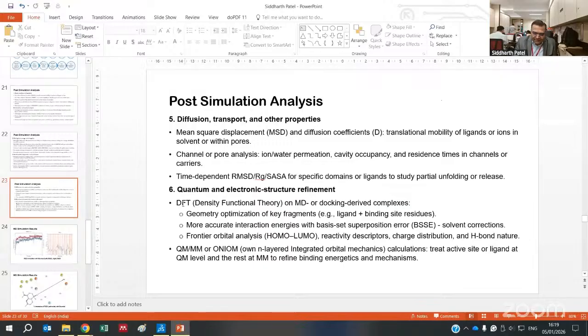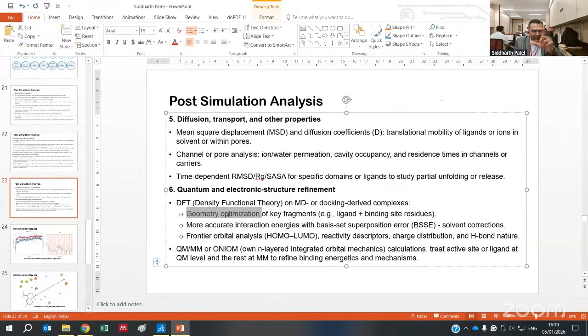In DFT, density functional theory, geometry optimization happens. Geometry means, as I said, the angle between two bonds and the distance between two bonds. If it is OH, the distance is different. If it is C double bond C, the distance is different. C triple bond C, the distance is again different. So that distance in geometry is optimized here. The second one is interaction energies on the basis of suppression error.